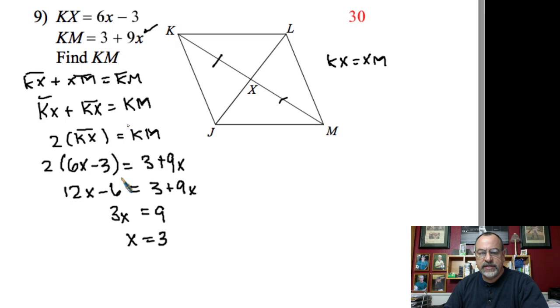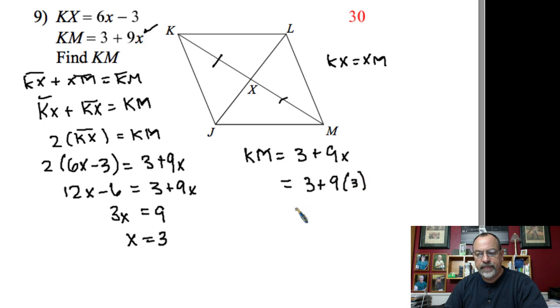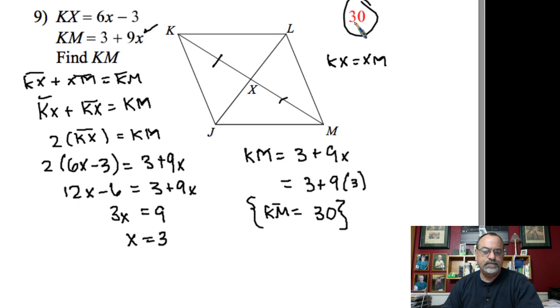Now that's still not the answer to my question because they want me to find KM. Well, I can go back and again use the KM expression, 3 plus 9 times x, and now substitute in the value that I now know x is, 9 times 3. So that's 27 plus 3, which is 30. So KM is equal to 30, which you can see the answer is right there.